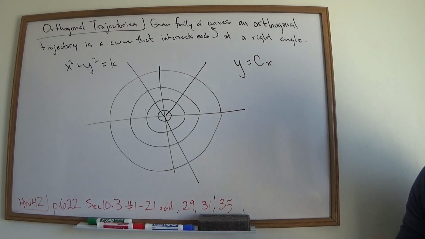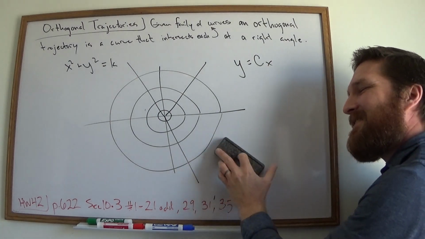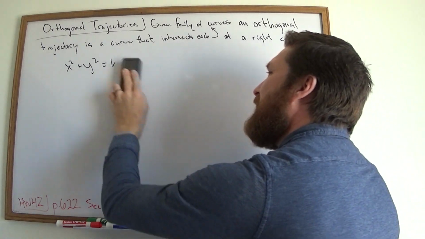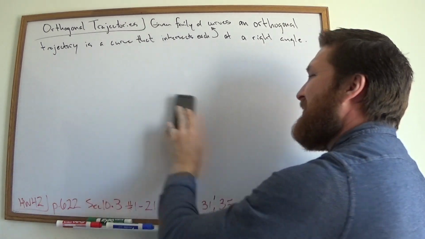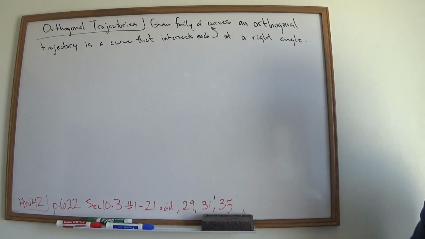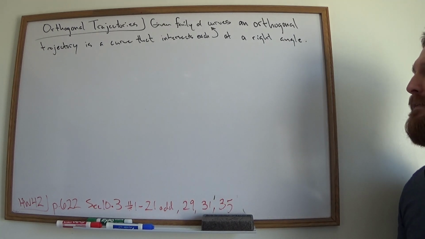How do we derive that? How could we possibly derive that? Which, I think, is so cool. You give me some family of curves, and it intersects each one at a right angle. How can you guarantee that? That's interesting.